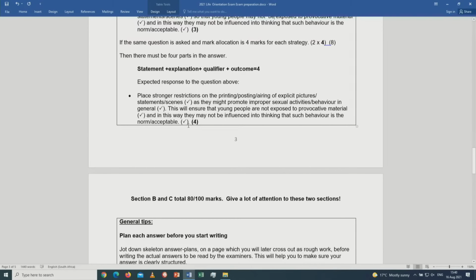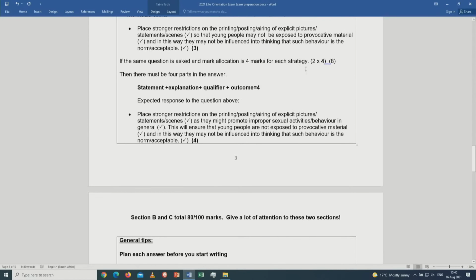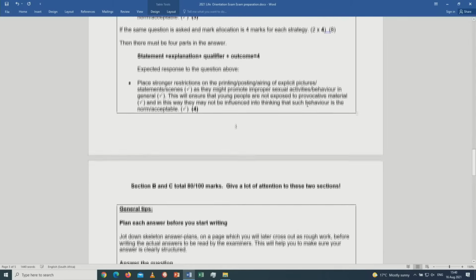Why I'm saying the statement is my explanation. And then I qualify that explanation. I'm elaborating more on that explanation. And then I give the outcome. That is 4 marks. So be on the lookout for these types of questions, especially in the final CAT exam, which you'll be writing beginning of next month. In Section C, there's a high possibility that you will have such questions. And this is how you will break it down in order for you to get the 8 marks.